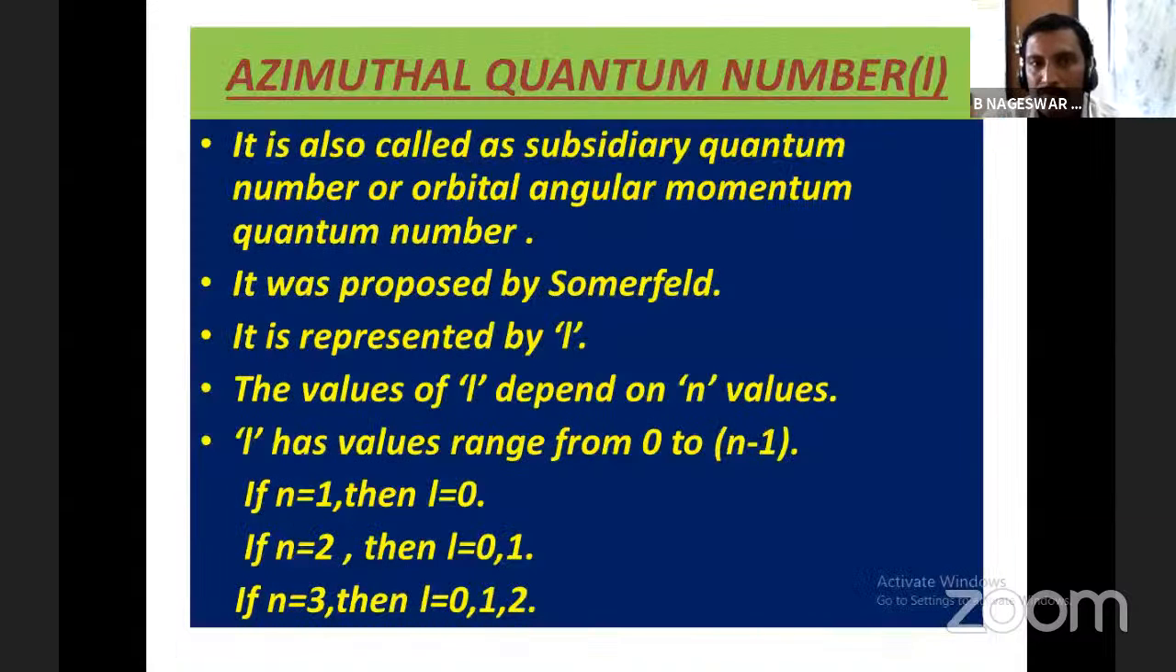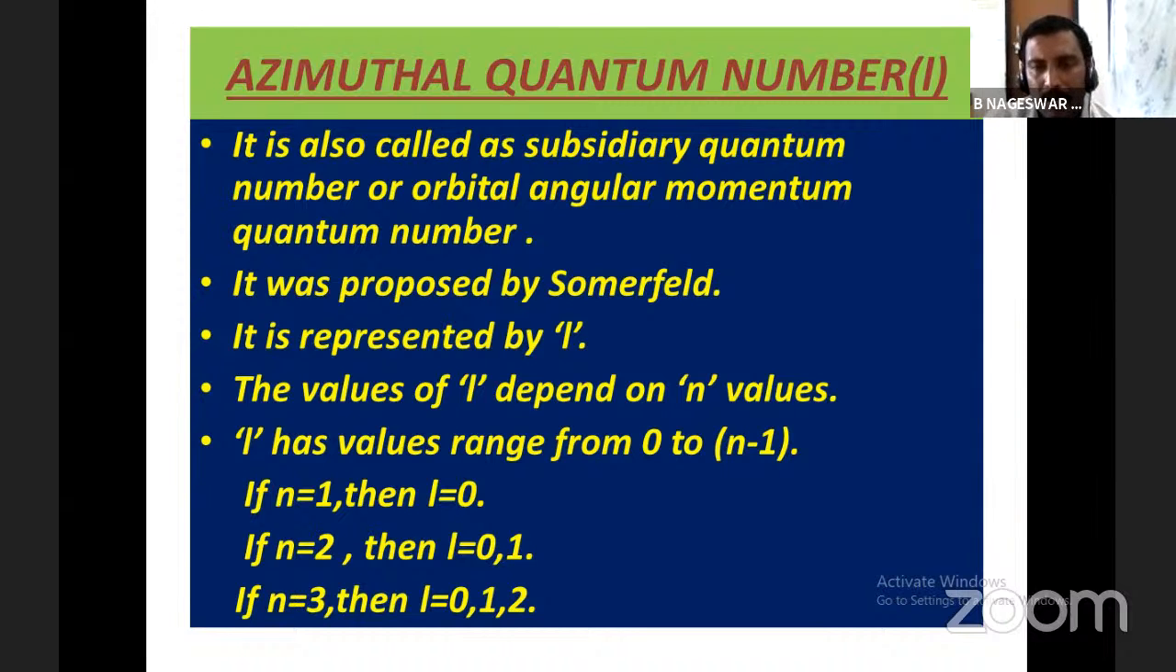Next, you go for azimuthal quantum number. Azimuthal quantum number is also called the subsidiary quantum number or orbital angular momentum quantum number. Azimuthal quantum number has 2 names. One is the subsidiary quantum number. The next one is the orbital angular momentum quantum number. It was proposed by Sommerfeld. We represent it by small l.